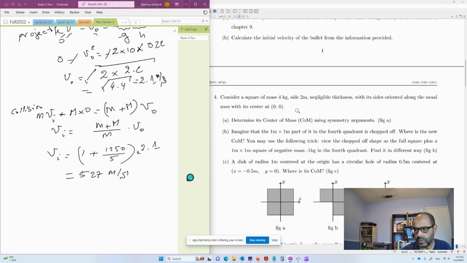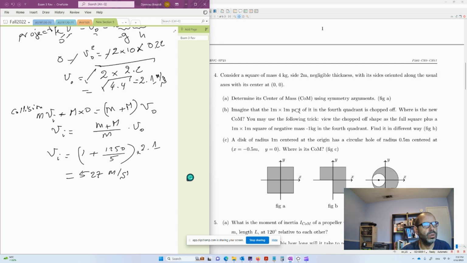Okay, problem 4. Yeah, we have time for problem 4 also. So problem 4, consider basically these geometries. Determine the center of mass for the first case, figure A. Well, figure A by symmetry, and you can do whatever math you like, is going to be the center.